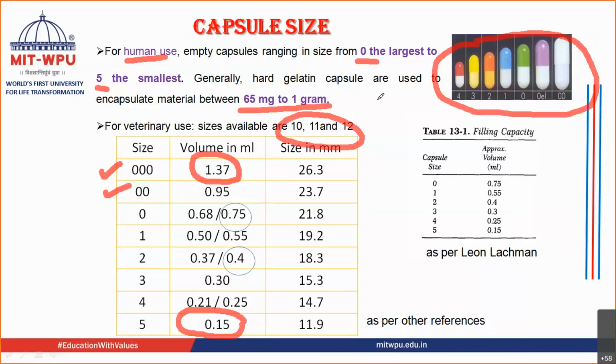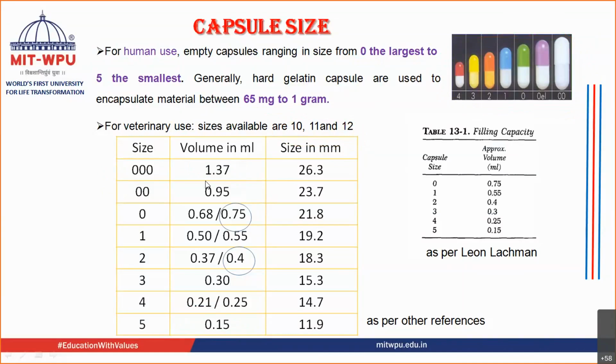Before that, let us see about the volume. The size and the amount that can be filled is in terms of volume and not in terms of grams. Please remember this. So if you have a 000 size capsule, the volume that can be filled inside is 1.37 ml. If you have a 00 size capsule, the amount that will be filled is 0.95 ml. Now remember these values by heart. There is no option.